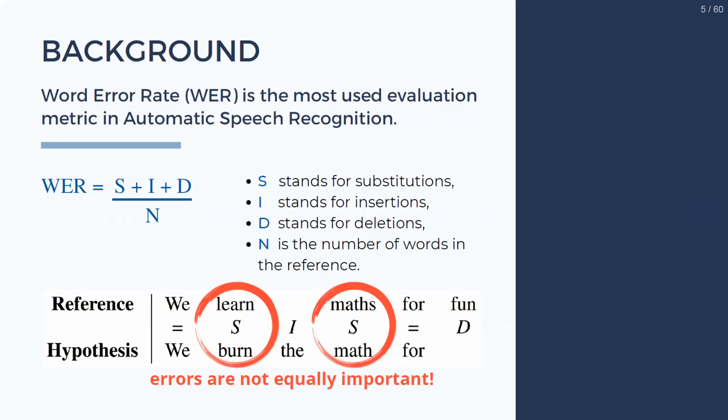The problem with this metric is that every substitution has the same weight. For example, learn and burn, which is a bad error for us and for applications, are considered the same way as maths and math without an S.